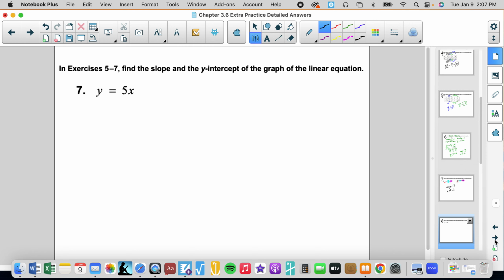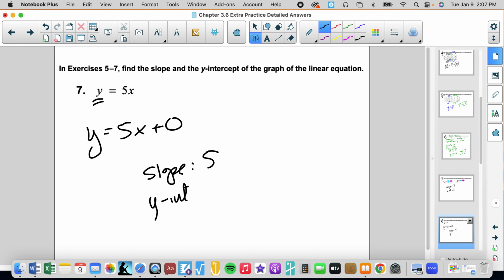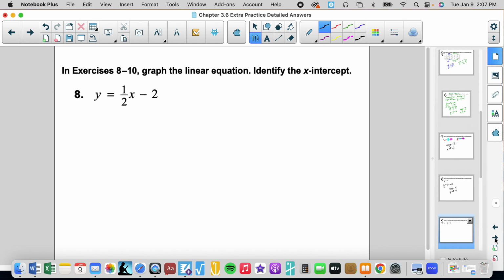This is another good one. So I have isolated y, and I can think of this as 5x plus 0, because my constant is 0, so my slope is 5, and my y-intercept is 0. Good. Those are good ones. Again, I've isolated y, so my slope is going to be the coefficient of x, which is the number in front of x. My y-intercept is going to be the constant, -2.